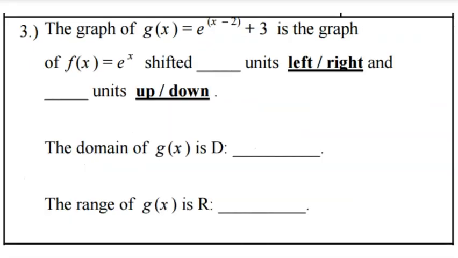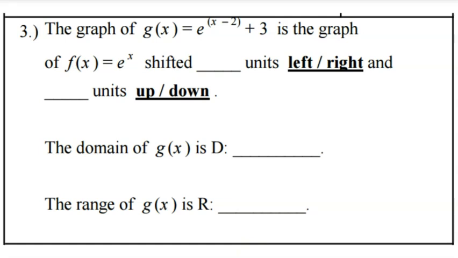All right, so question 3 is saying that the graph of g of x, which is e to the power of x minus 2, quantity plus 3, is the graph of f of x, which is just e to the x, shifted either left or right and either up or down, and we want to know how far it's shifted left, right, up, or down.